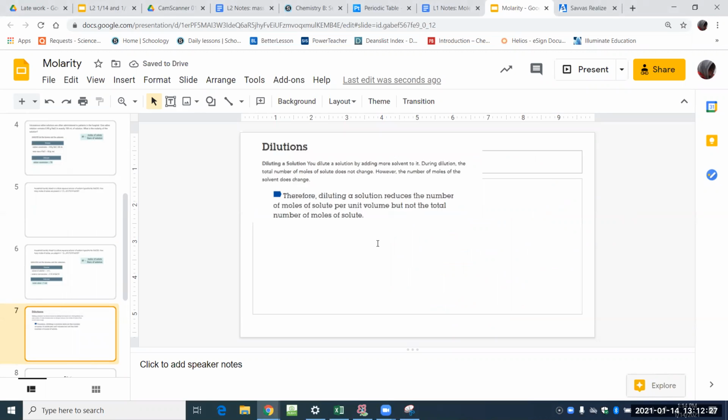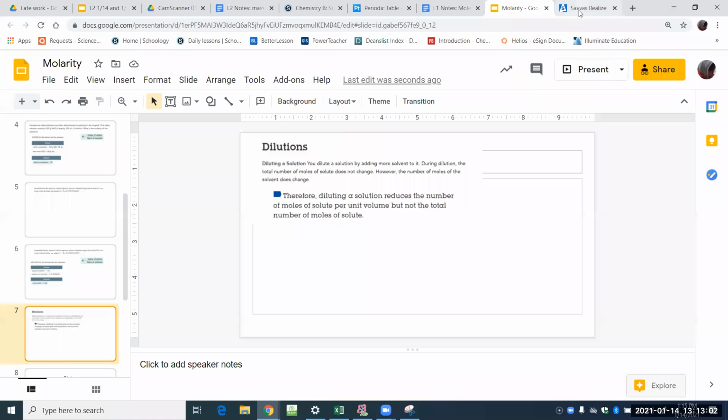All right, the last topic that I would like to discuss with you is dilutions. So a dilution is a solution that has more solvent added to it. Okay, in a dilution, the number of moles of the solute does not change. However, the ratio of moles to solvent does change. Therefore, when you dilute a solution, you maintain the number of moles, but you increase the volume of the solution.